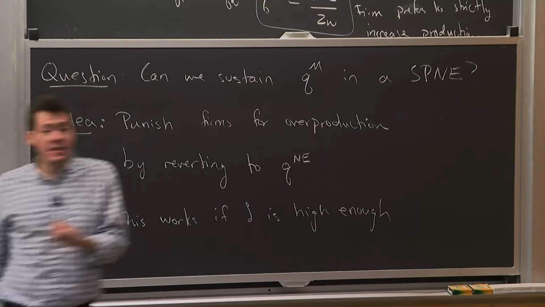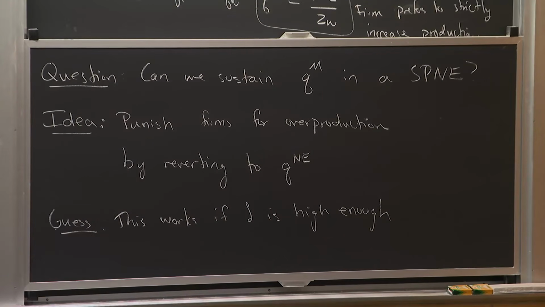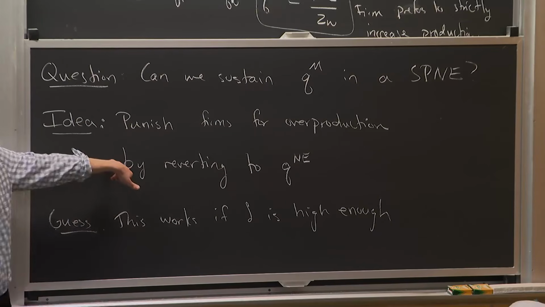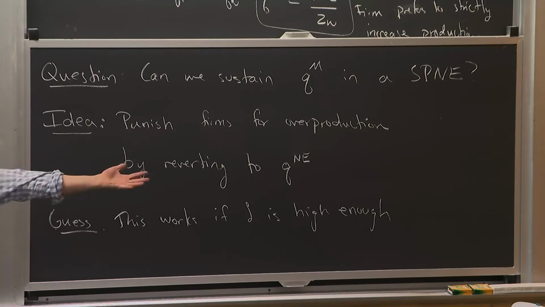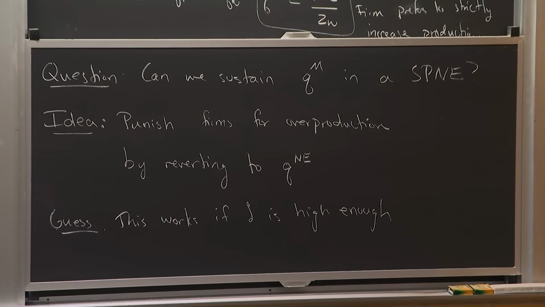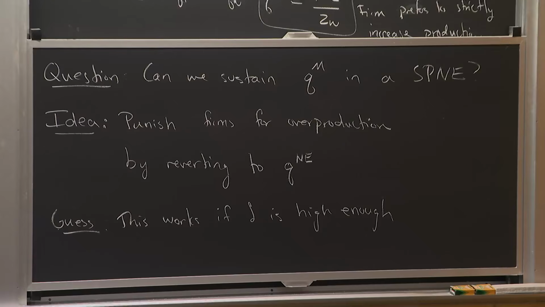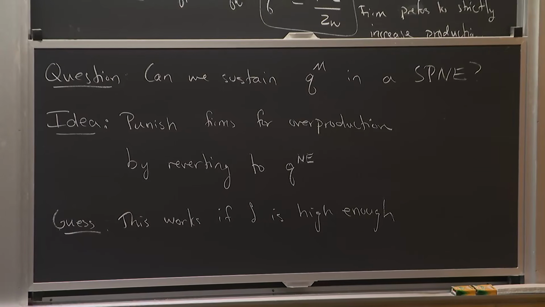Right? Because the idea is I can benefit today by overproducing. The only reason I'm not going to do that is I'm afraid of this punishment in the future, but I have to be patient enough that I care about that future. If I only care about profits today, then of course it's not going to be a Nash equilibrium because all I care about is the benefit that I get today. Okay, so now we're going to actually construct this equilibrium. So let's start here.